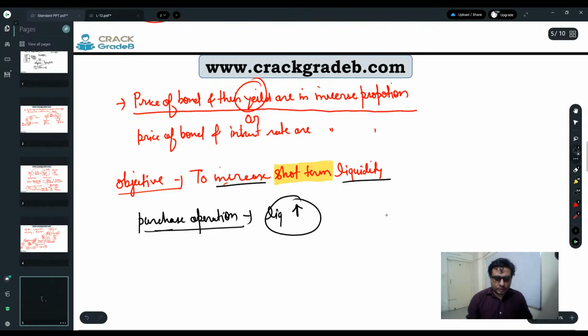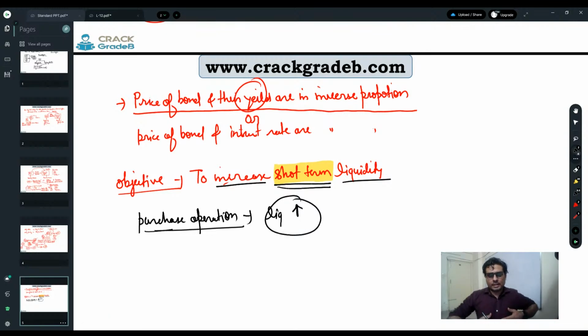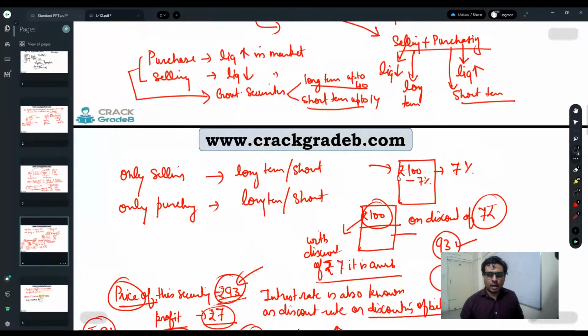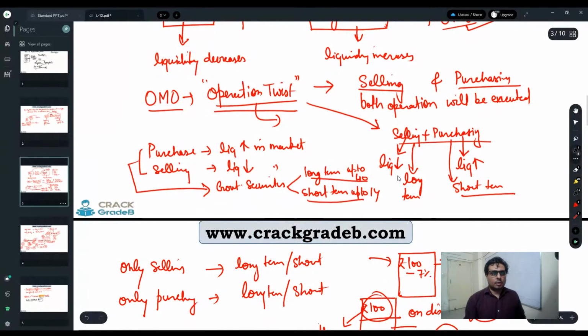But our focus is what? Our focus is to increase only short term liquidity. We do not want to increase all liquidity, for shorter duration only, not all term liquidity, right? So for this, what will RBI do? RBI will do this operation twist, right? RBI will go for operation twist.